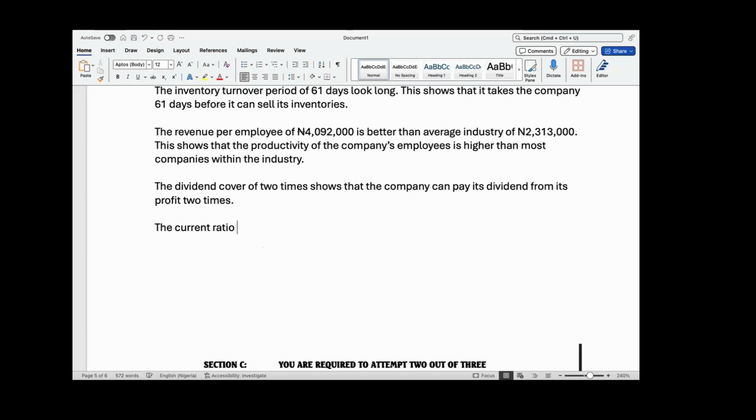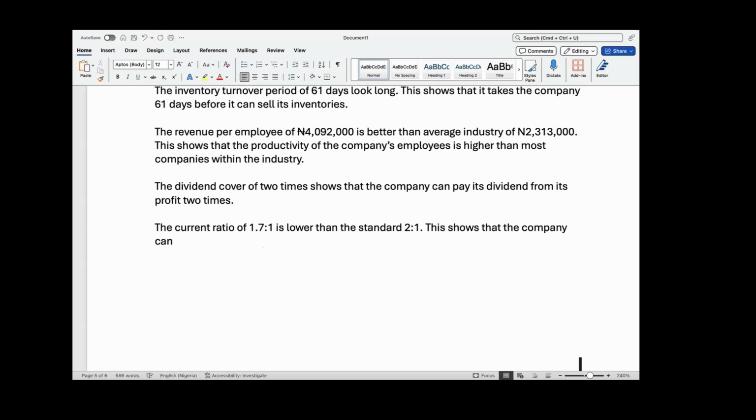The current ratio of 1.7:1 is lower than the standard 2:1, and this shows that the company can only cover its current liabilities from its current assets at a ratio of 1.7:1.